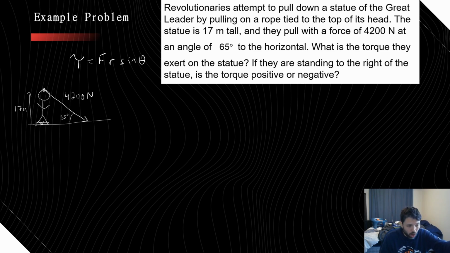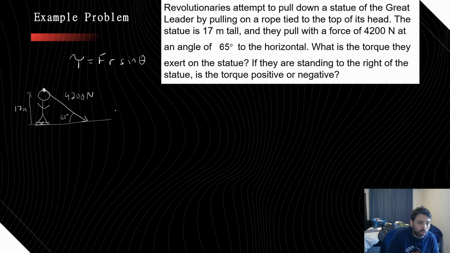So the radius, R, is 17 meters. R is 17, force is 4,200. All we've got to find is the angle. This is the hard part, right? We have to make sure that the angle they're giving us is the angle we want. If not, we just have to be careful, okay?